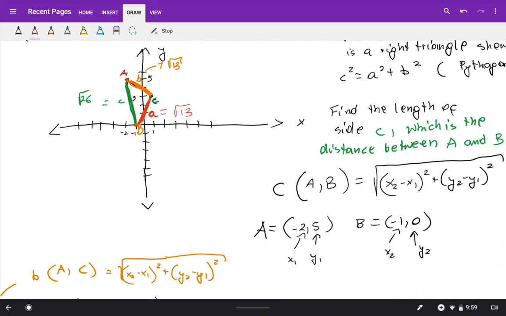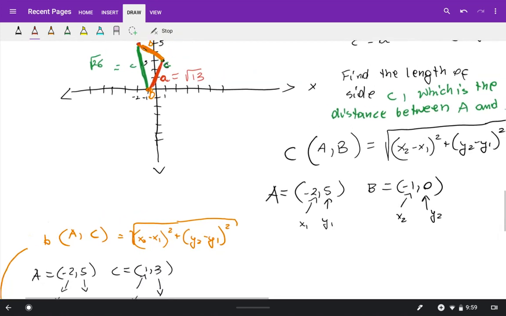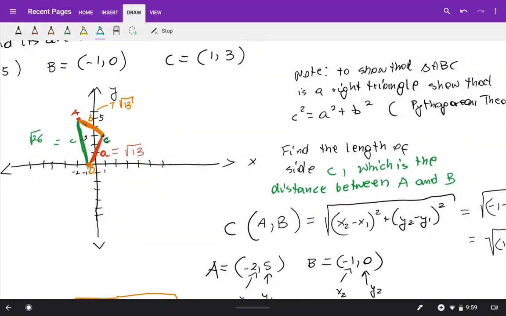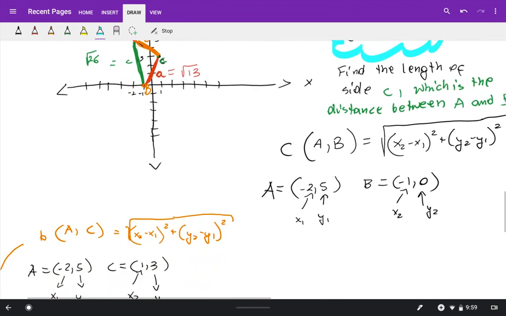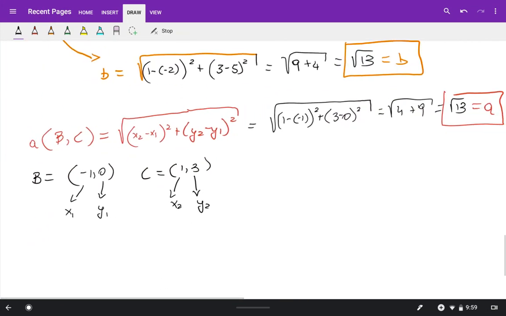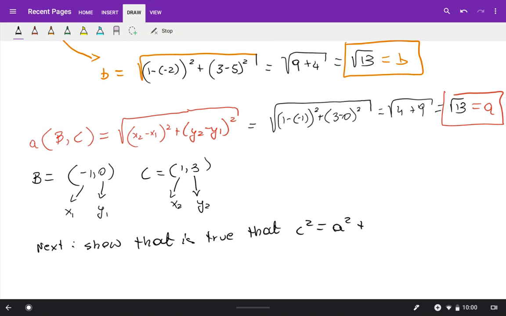Now, when we know all 3 sides of the triangle, which we're trying to prove is a right triangle, we'll go back to the Pythagorean theorem, and I need to show that c squared is equal to a squared plus b squared. So next, show that it is true that c squared is equal to a squared plus b squared, where c is the length of the hypotenuse of the right triangle, and its square is equal to the sum of squares of the two other sides.